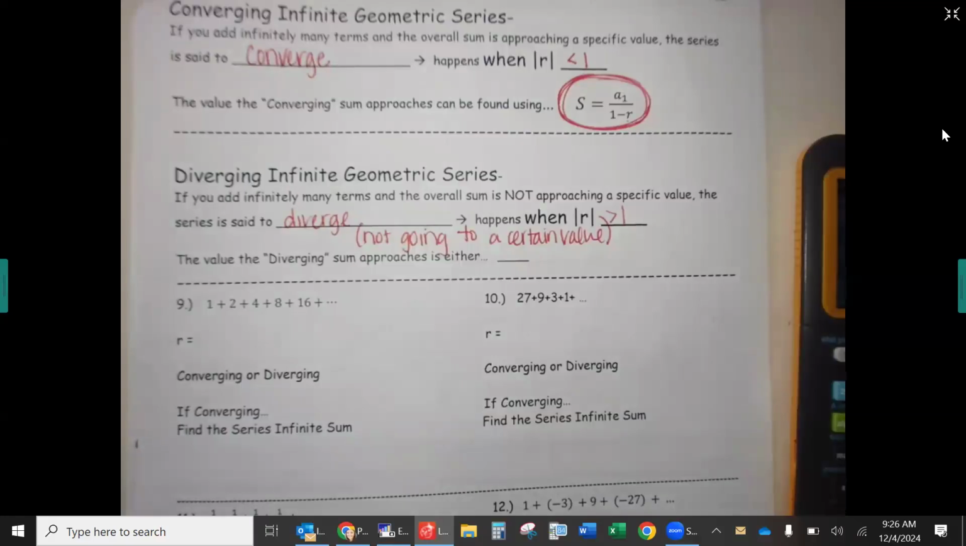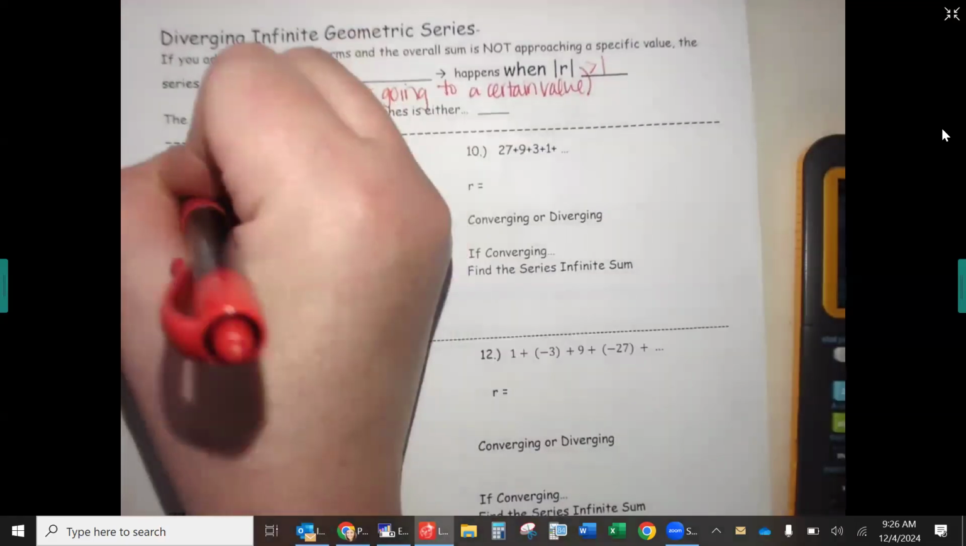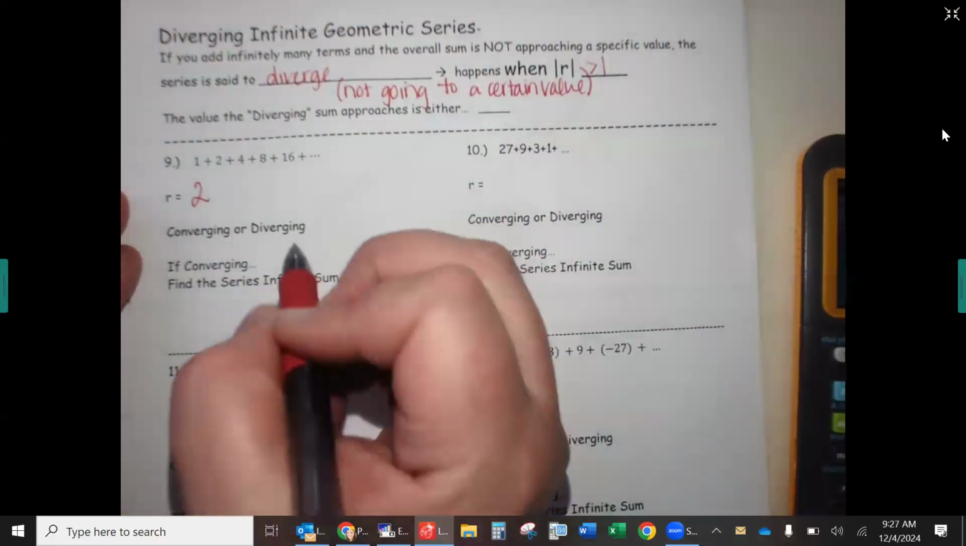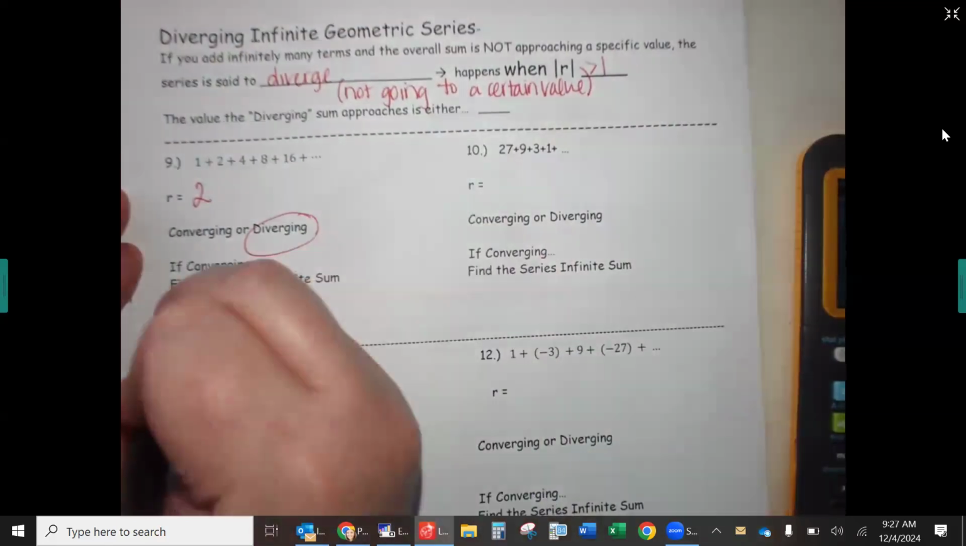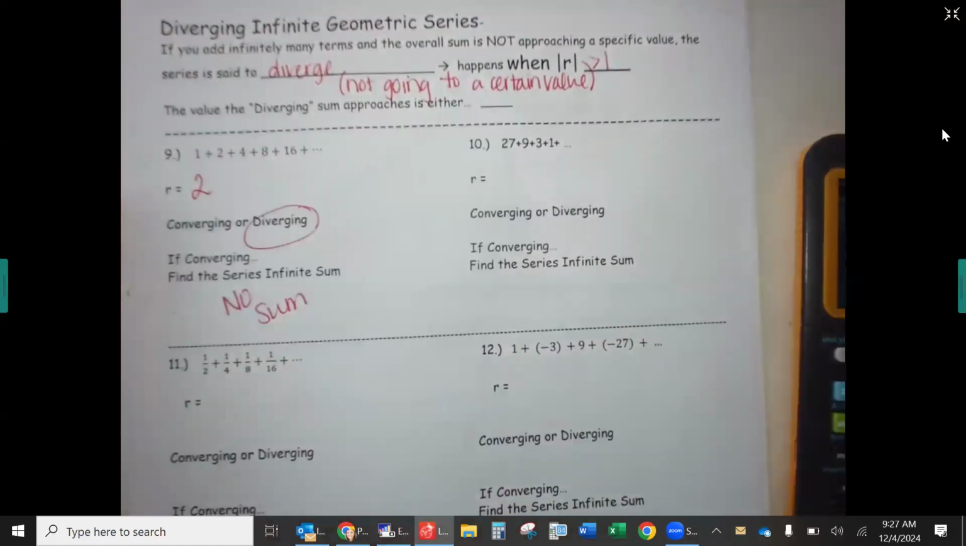So if I add up 1, then 2, then 4, then 8, then 16, what's the pattern? How are they getting those numbers in the list? They're doing times 2. Is 2 bigger than 1 or smaller than 1? Bigger than 1 means it's diverging. You cannot find the sum. Okay, it's going to infinity.